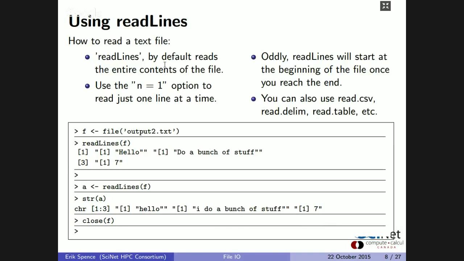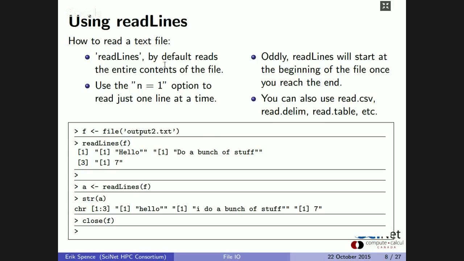Read lines. Okay, so you've dumped a few lines to file. Now we want to read them. Very similar to before. There are a number of ways to do it. F is your file. Read lines. If you don't give it anything else, if you just give it the file handle, it'll read the entire file in one shot, which is often very handy if that's what you're after. If you don't want to read the file in one shot, you have to specify n equals 1, 2, 3. How many lines do you want? By default, it's the entire file.